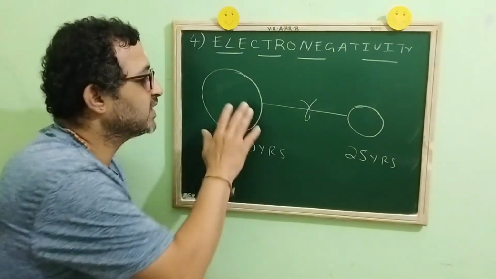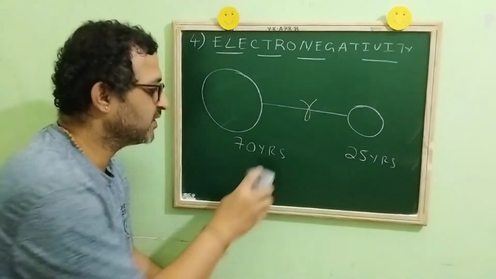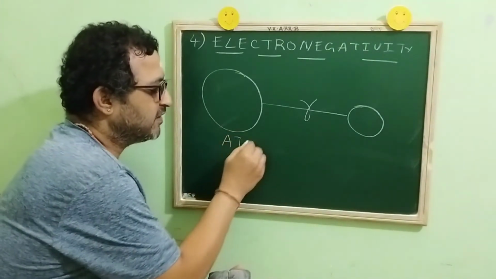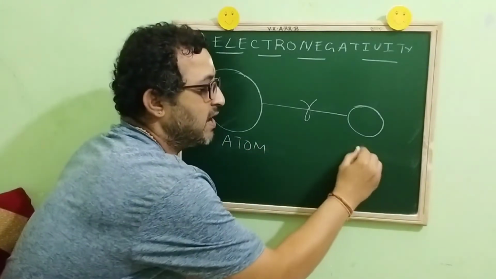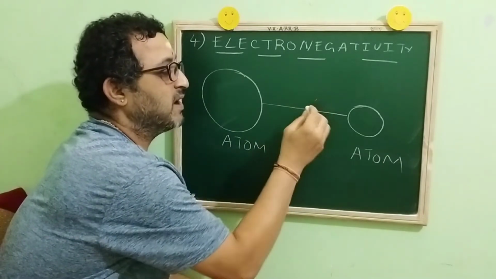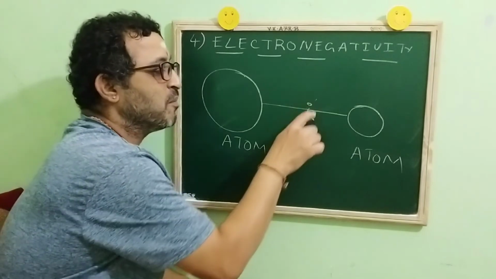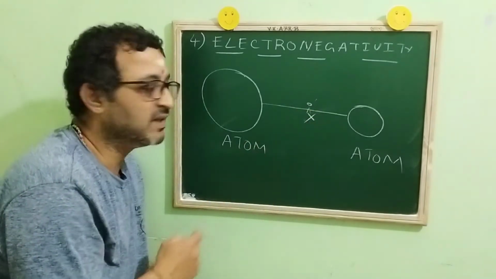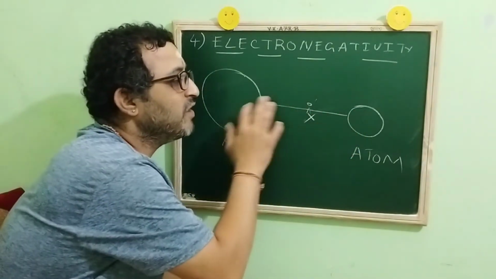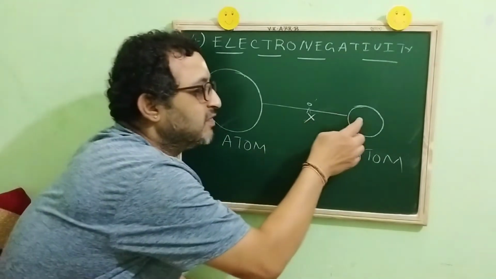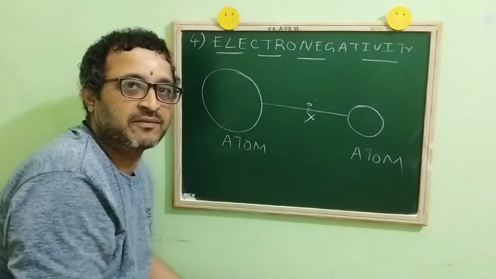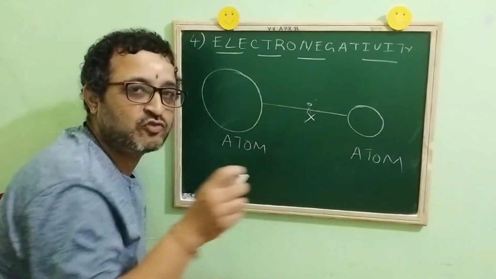Now what we'll do is replace these two with two atoms. We'll assume that this is one atom and this is one more atom, and this knot is nothing but the shared pair of electrons present between these two. Out of these two, this fellow is more electronegative. Now the question arises, why is this fellow more electronegative? Children, we are assuming that these two are atoms.